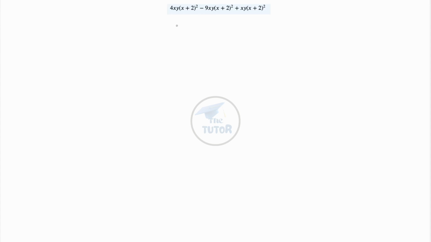Yeah. The identity used in this question is a plus b, or x plus y. I just replace x and y by a and b, so it doesn't make a difference. x plus y whole square is x square plus 2xy plus y square. Here it will be a square plus 2ab plus b square.